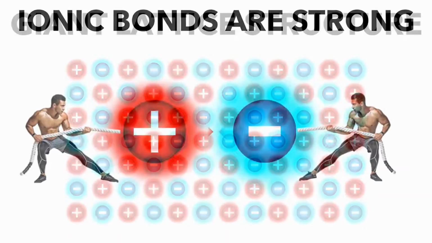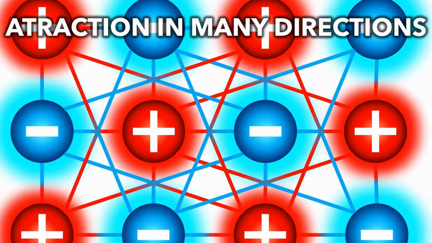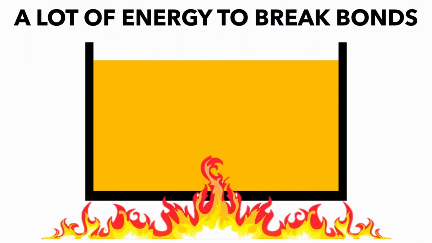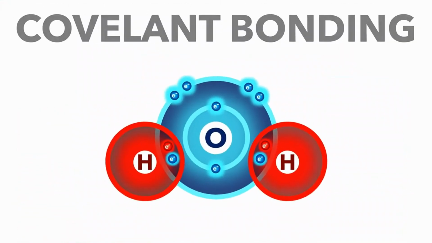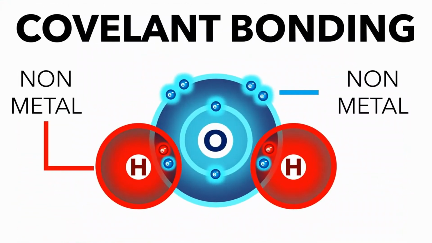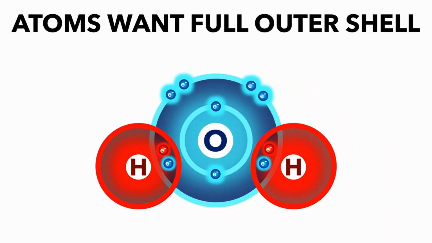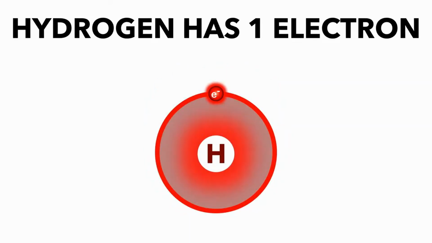Ionic compounds have interesting properties. Because ionic bonds are strong and act in all directions in the lattice, it takes a lot of energy to break the ionic bonds, giving ionic compounds high melting points. Second, covalent bonding, between non-metal atoms. Let's look at water. Again, all atoms want a full outer shell. Oxygen has 6 outer shell electrons, but needs 8. Hydrogen has 1 electron in its outer shell, but needs 2.